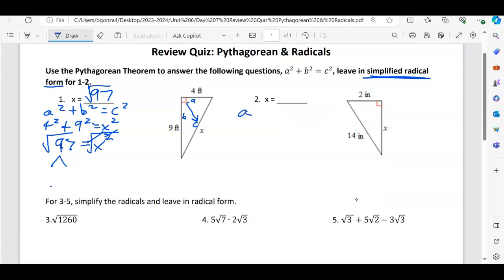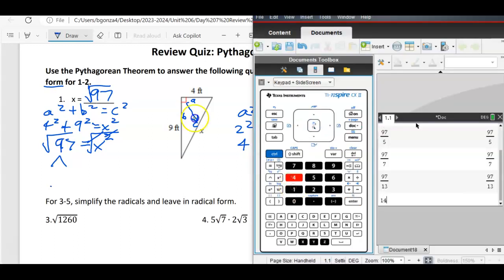Cool. Number 2. Again, I'm going to do a squared plus b squared equals c squared. So I got a, b, and across from 90 is my c. All right, so it's going to be 2 squared plus x squared equals 14 squared. The 2 squared and 14 squared are not on the same side. You can't add them up. So we're going to first evaluate what is 14 squared. 196.